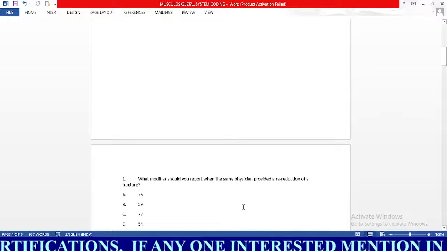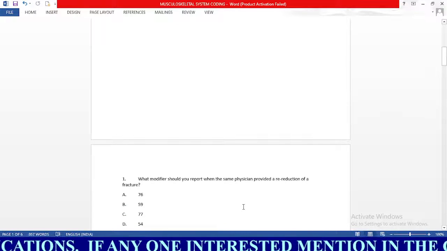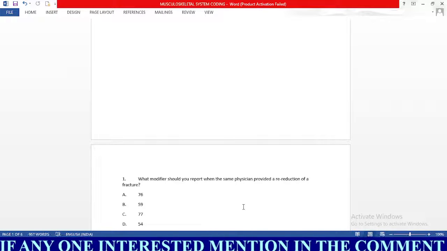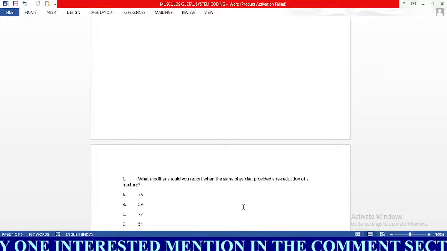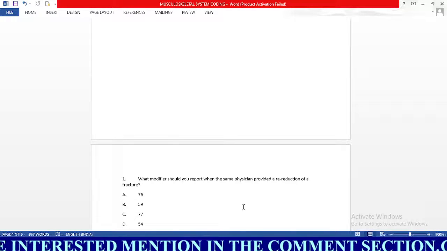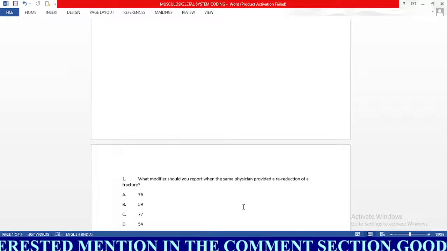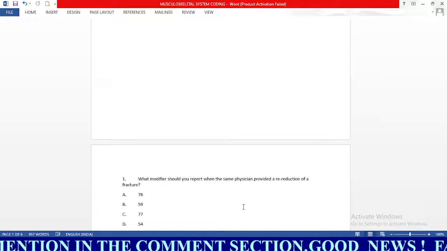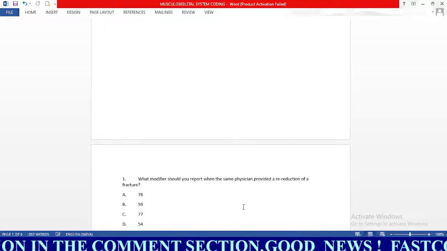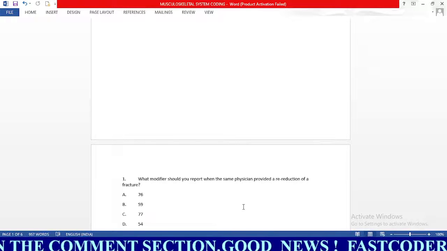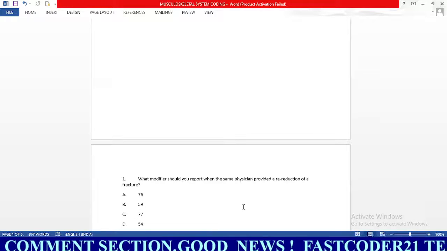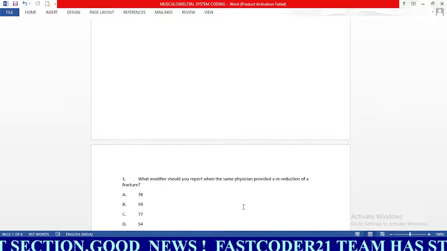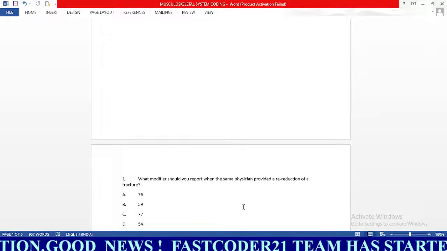So yeah, go ahead and try to answer this. First one: what modifier should you report when the same physician provided a re-reduction of a fracture? So now it is 9:15. We will discuss the answer at 9:18. So try to refer all modifiers. You can find the correct answer.